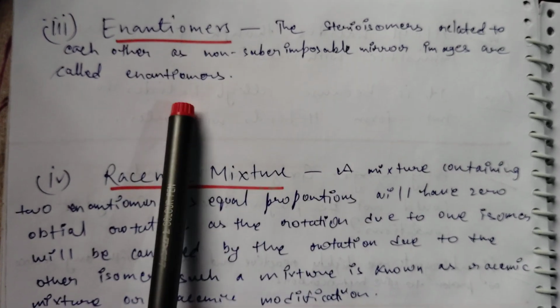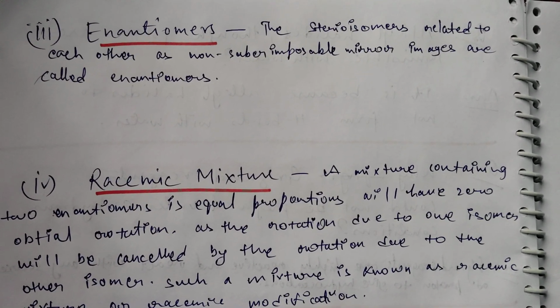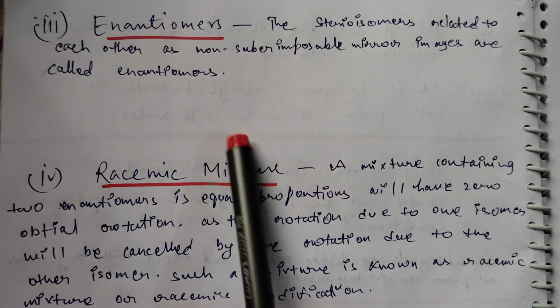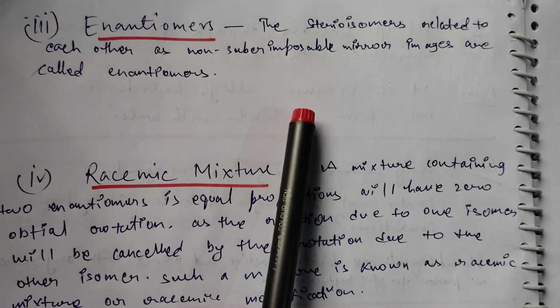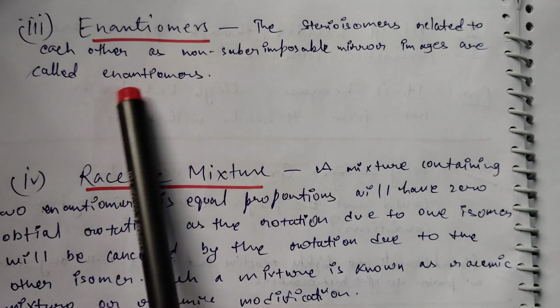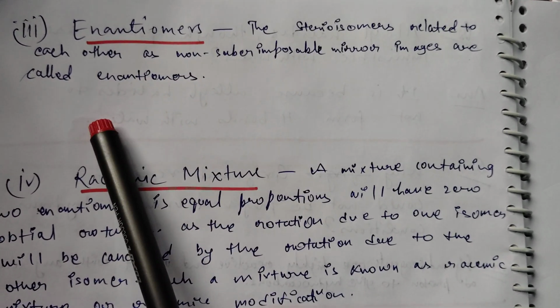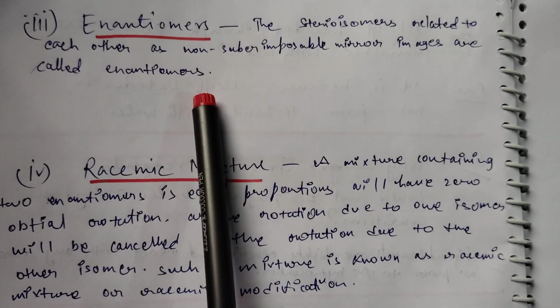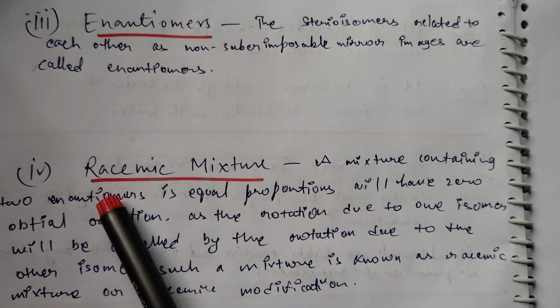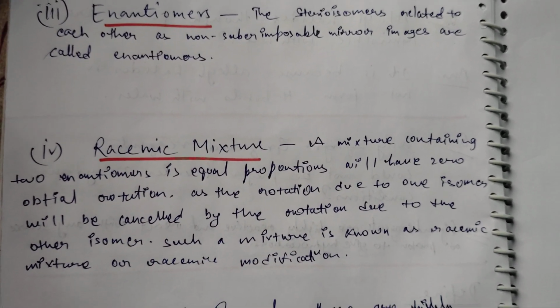What are enantiomers? Stereoisomers related to each other as non-superimposable mirror images are called enantiomers. Both the chiral isomers together are called enantiomers, and they rotate light in different directions. If you take 50-50% of both enantiomers, it is called a racemic mixture, and the overall rotation is 0.